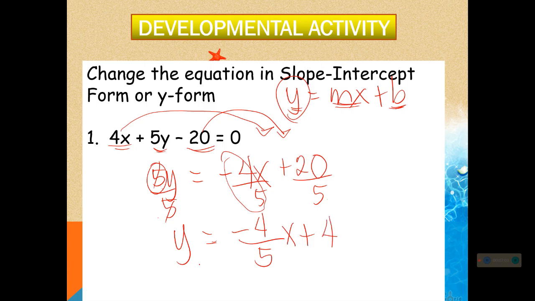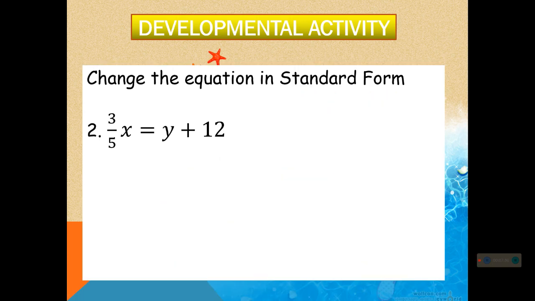So here it is. We now have y equals mx plus b. So this will be our m and this will be our b. Again, this is called slope-intercept form because we have the value of our m, or the slope, which is negative 4 over 5, and the value of our y-intercept, which is 4. So that is how you rewrite the equation in slope-intercept form. Is there any question for the first example? Okay. Let's now have the second example, but let's write this again in the standard form.